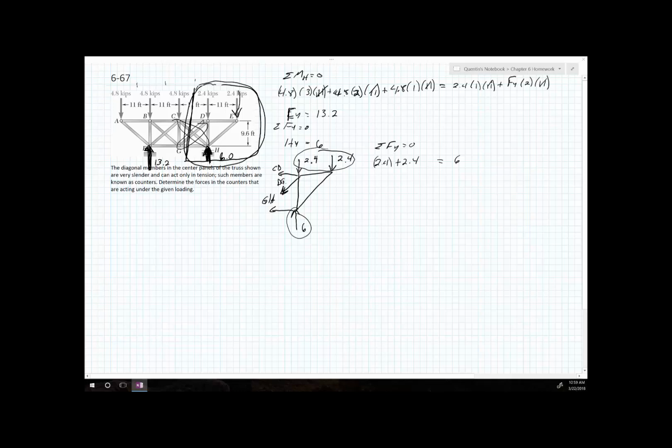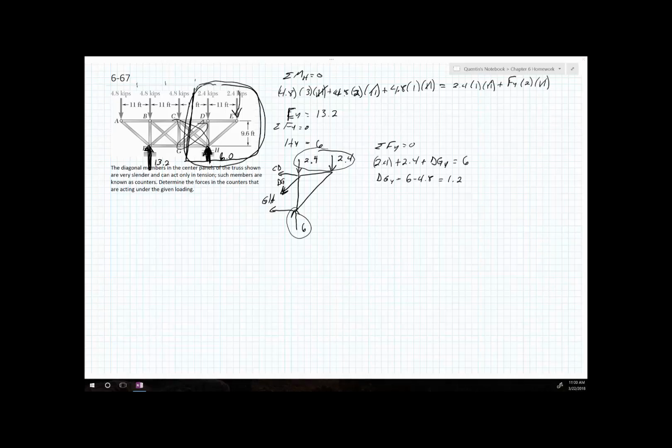Therefore, let's come in and fix this. I'm going to say my downs equal my ups, so this is going to be plus DG in the y is equal to 6. So DG in the y is equal to 6 minus 4.8, which is 1.2. Hopefully I'm doing my math right.